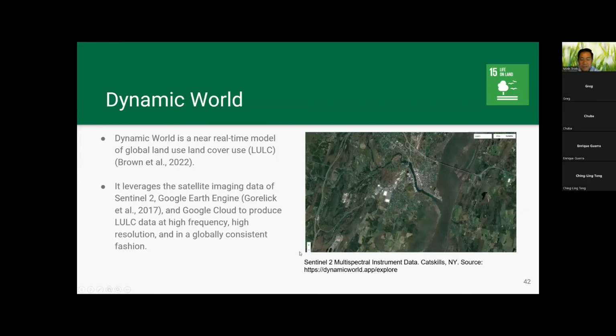Dynamic World has a website you can use. It's free access. It's a real-time model of global land use and land cover. What does that mean? It means you want to know what is on the land. Is it crops, plants, forest, lake, and so on? You need to know.